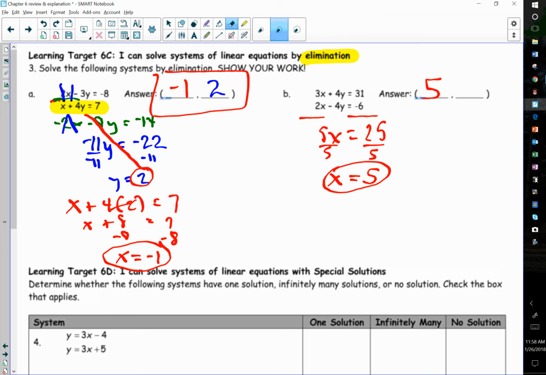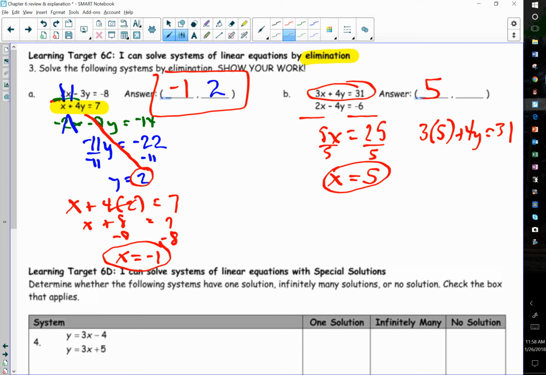Now to figure out what y is, I can pick either of the two equations and replace the letter x with 5 and solve for y. So I'm going to choose the top equation. 3 times, replace the letter x with 5, plus 4y equals 31. 3 times 5 is 15. Subtract 15 from both sides, and I get 4y equals 16, so y equals 4. Divide both sides by 4.